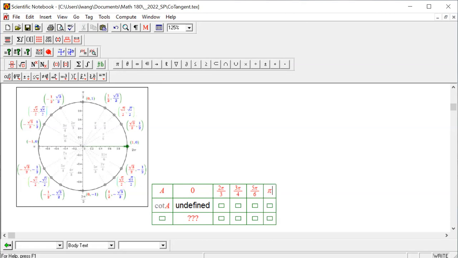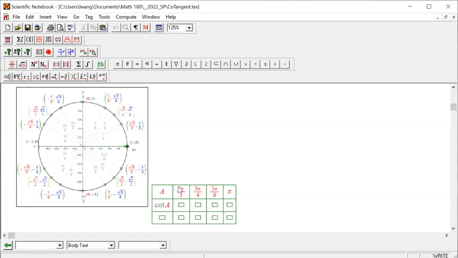So what happened is that certainly we don't have 0 anymore. So 2 pi over 3: we measure the angle from the standard position counterclockwise, and we get 2 pi over 3. And then from standard position, we measure 3 pi over 4, 5 pi over 6, and up to pi. So these are the cotangent values we're going to take a look at.